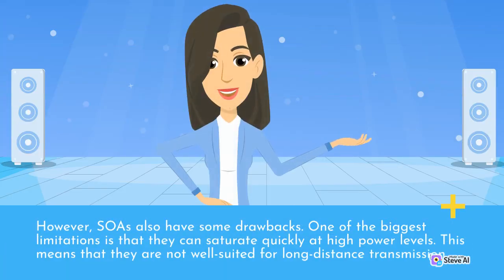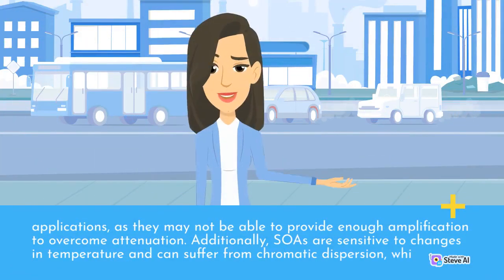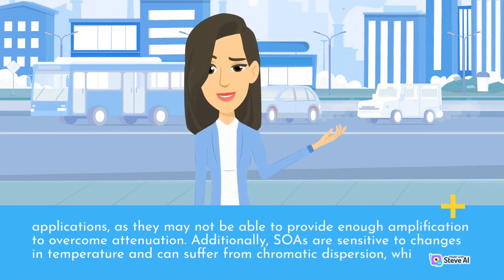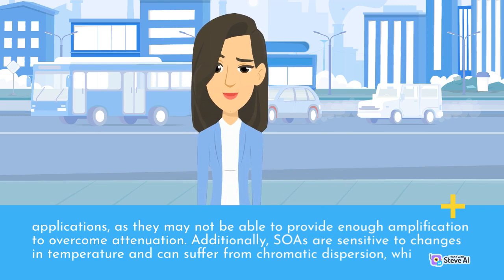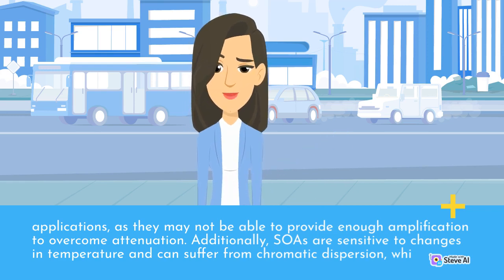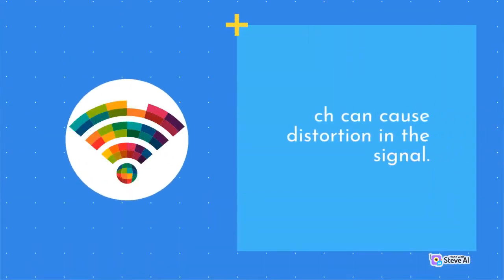However, SOAs also have some drawbacks. One of the biggest limitations is that they can saturate quickly at high power levels. This means that they are not well suited for long-distance transmission applications, as they may not be able to provide enough amplification to overcome attenuation. Additionally, SOAs are sensitive to changes in temperature and can suffer from chromatic dispersion, which can cause distortion in the signal.